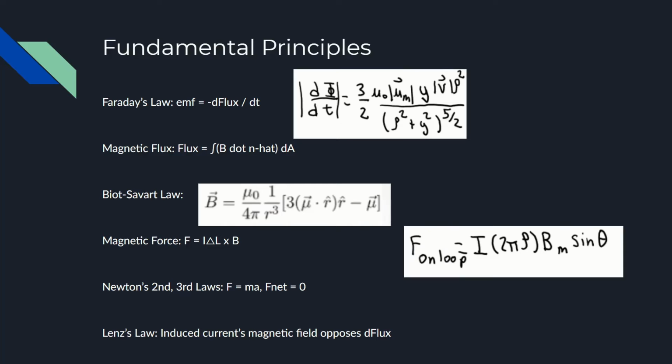Newton's second and third laws state that F is equal to ma, and that F net is equal to 0 when there is no acceleration. And Lenz's law states that the induced current's magnetic field will oppose d flux.